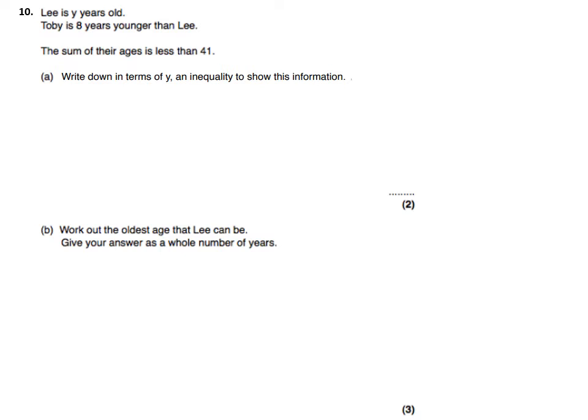Question 10, we're given this information and we want to write down an inequality to show it. So we've got that Lee is y years old. Toby is 8 years younger. So we can write Toby's age as y minus 8. The sum of their ages is less than 41. So if I add Lee's age and Toby's age, that's going to be less than 41. If I simplify this side here, 2y minus 8 is less than 41.